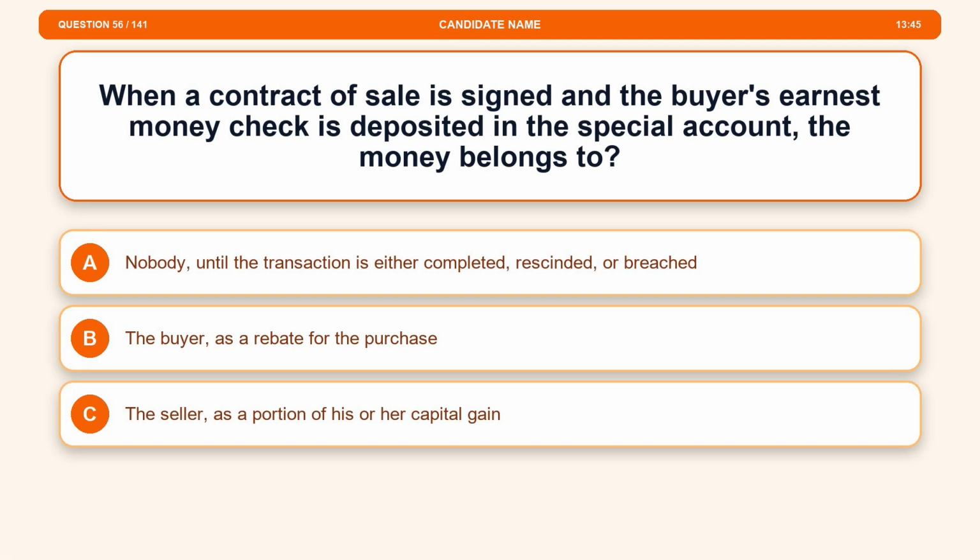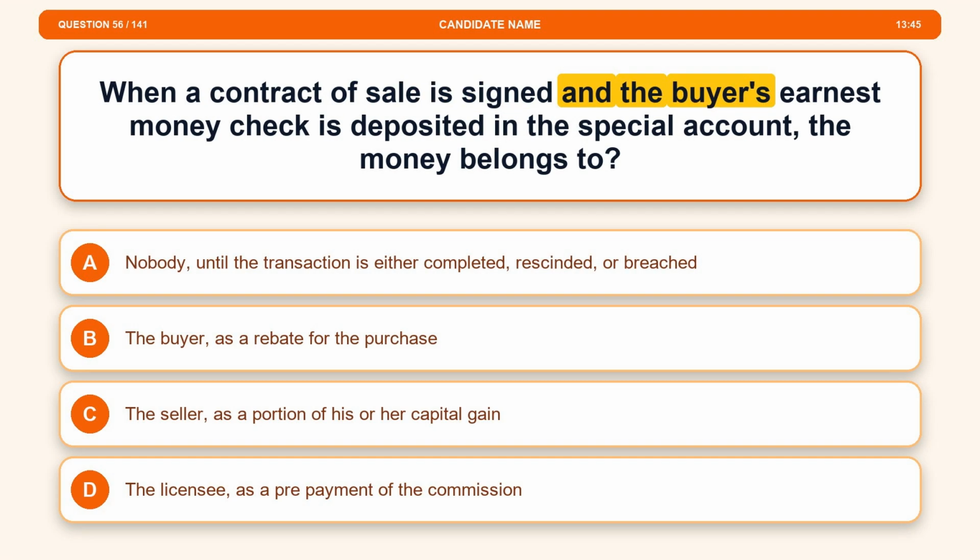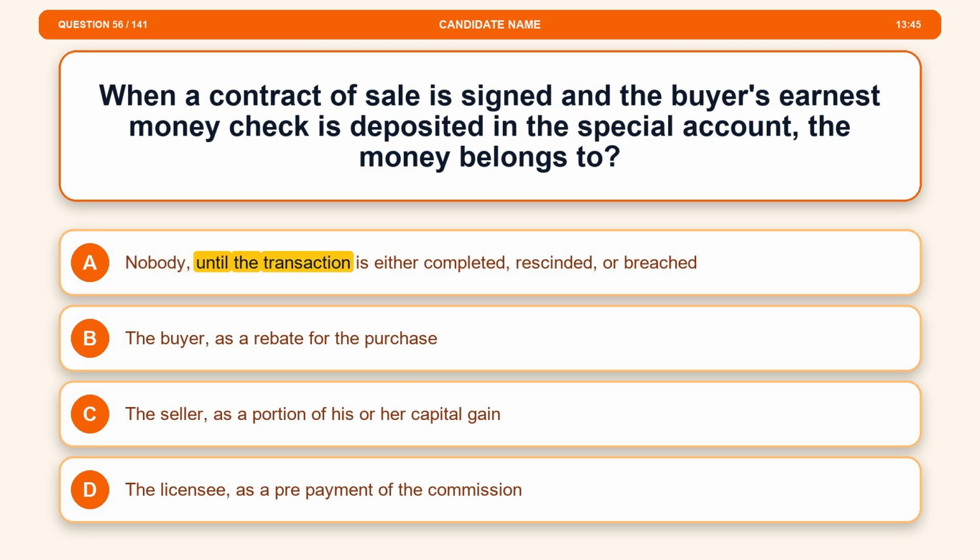Question 56. When a contract of sale is signed and the buyer's earnest money check is deposited in the special account, the money belongs to option A, nobody until the transaction is either completed, rescinded, or breached. Option B, the buyer as a rebate for the purchase. Option C, the seller as a portion of his or her capital gain. Option D, the licensee as a prepayment of the commission.